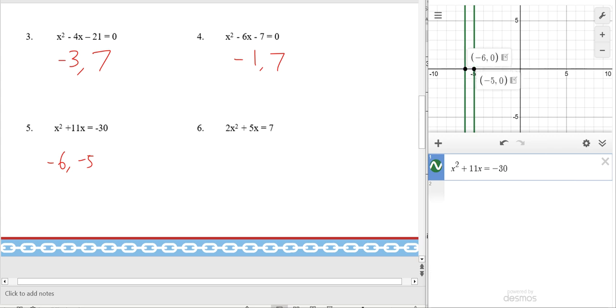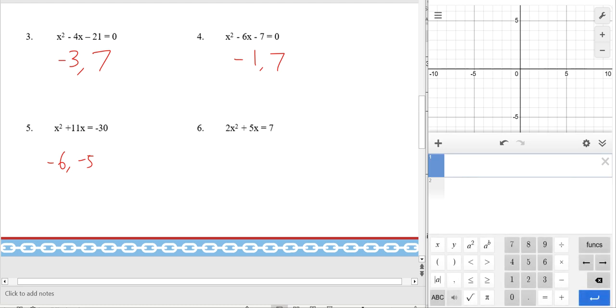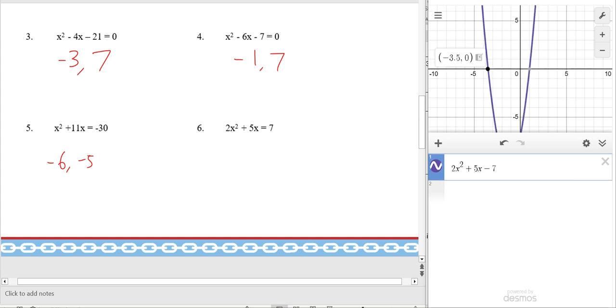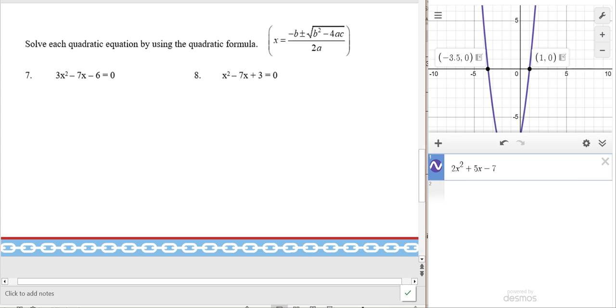Okay? And then number 6, 2x squared plus 5x minus 7. Solutions at negative 3.5 and 1. Right, so that's working those through on Desmos. 7 and 8, you must use the quadratic formula for. Same on your quiz tomorrow. Graphing, I'm not going to give you credit for. I do want you to use quadratic.